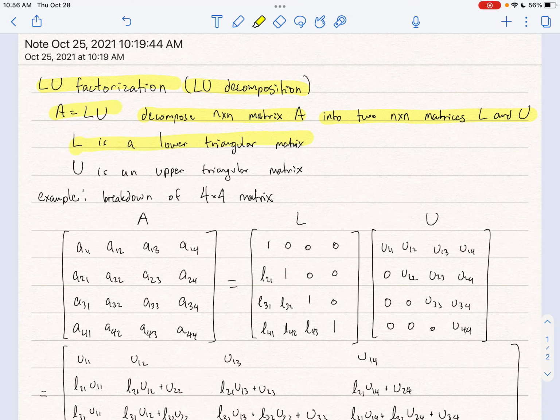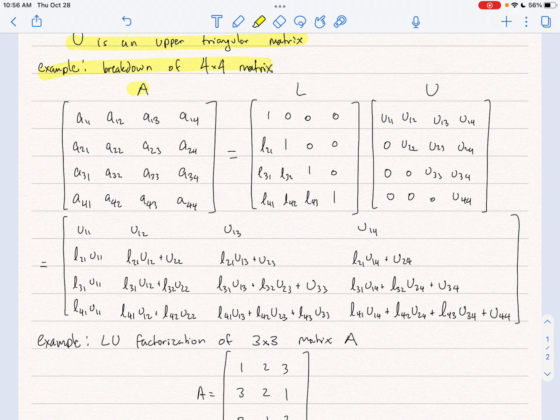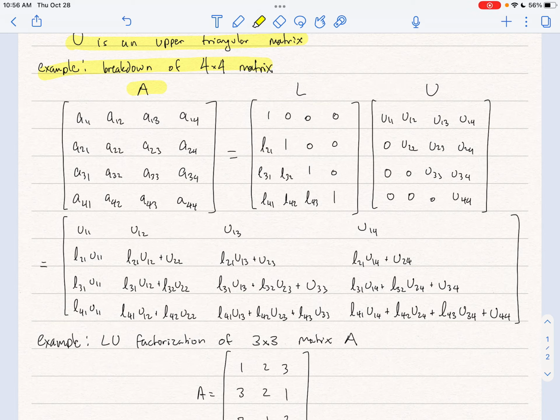L is going to be a lower triangular matrix, and U is going to be an upper triangular matrix. So let's see a quick example of how a 4x4 matrix breaks down. So we have a matrix A given here, which I've written in terms of variables just to keep this more general. But when you do LU factorization, you will start out with a matrix A that has actual numbers in it. For now, we're going to keep it in variable form just so we can see how it looks generally.